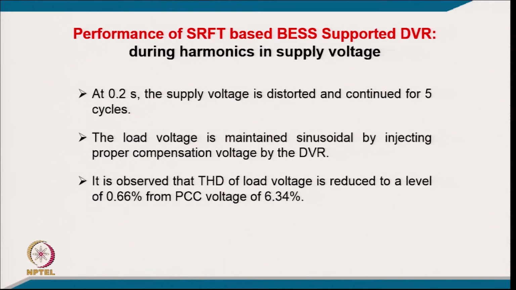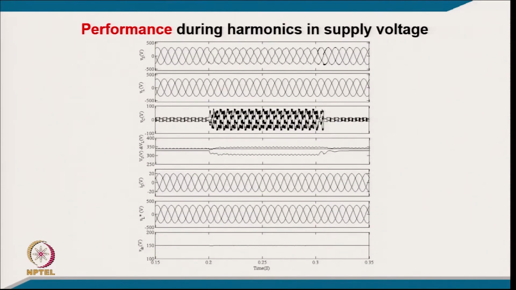It is observed that the total harmonic distortion in the load voltage is reduced to a level of 0.66% from the PCC voltage of 6.34%. So, you can see here it is the nominal voltage, and here the voltage harmonics are injected at the point of common coupling and then nominal, but you can see the load voltage is sinusoidal, and it is not polluted from the harmonics, and these are of course the injected voltages. The harmonics are injected to cancel out the harmonics in the point of common coupling voltage, so that the load voltage is sinusoidal and balanced across the load.